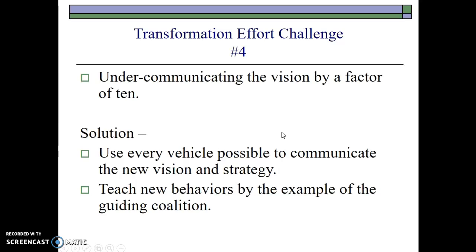The fourth challenge was not communicating the vision by a factor of 10. You have to really be out there selling your program, talking to people about what your new program is about, and why you're doing it, and how they are a part of the whole process, and how you want to be successful, and then putting those practices in place, and having people follow those examples that you leave behind.